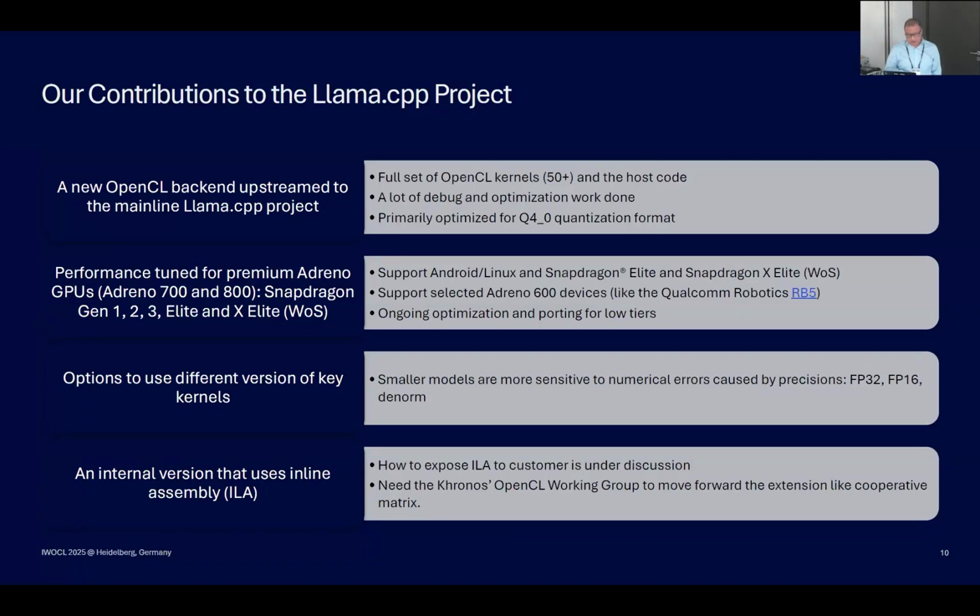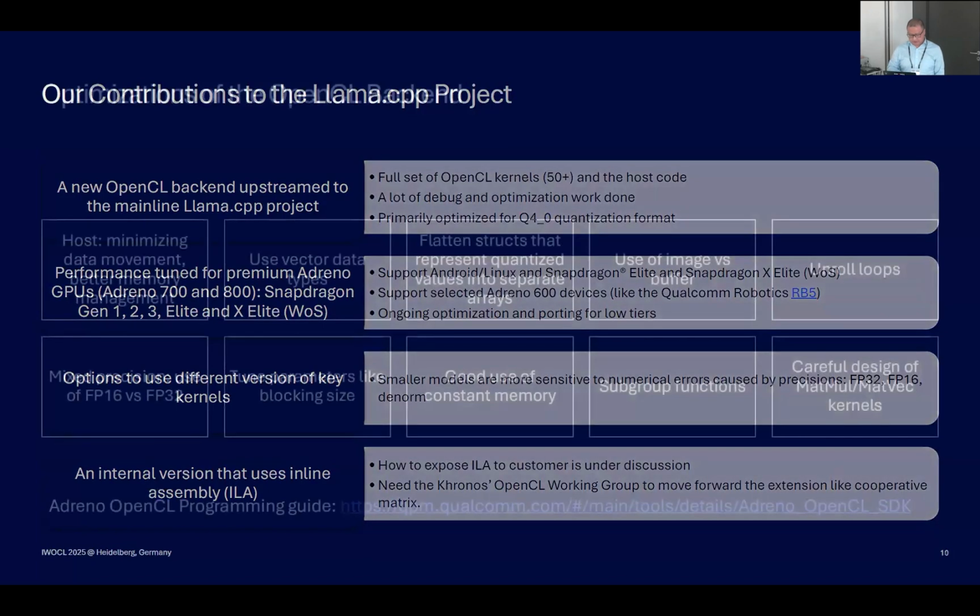Yeah, we also have an internal version that we actually developed using inline assembly, which reached a really high ALU utilization, but we can't expose it because of the IP issue. So we need some extensions, like a cooperative matrix from the OpenCL working group, in order to expose it.